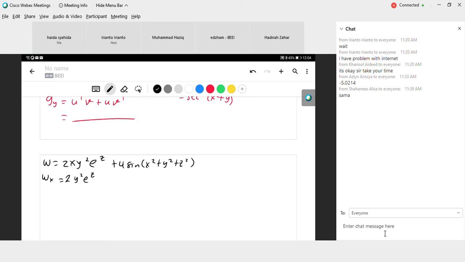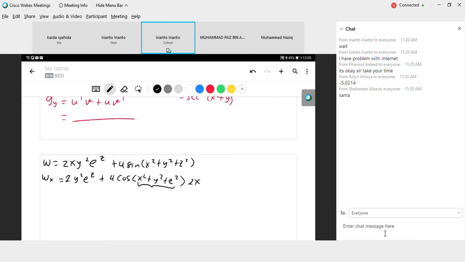Plus. Oh, you want to do that directly? Let's just do it manually first, okay? So 4, the derivative of sine will be just cos of x square plus y square plus z square. And then you need to multiply by the derivative of this with respect to x. The derivative of this with respect to x will be 2x. Right, that's why you get 8.